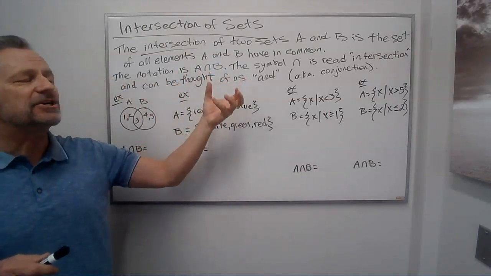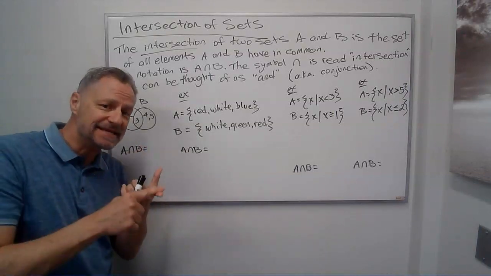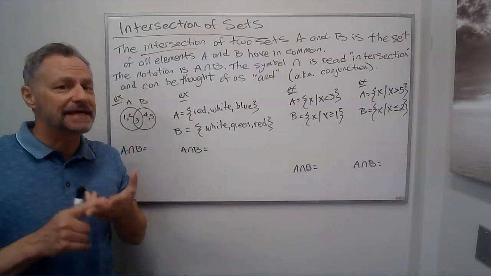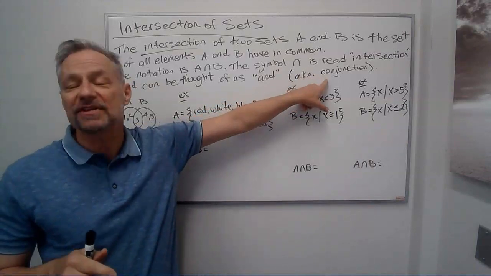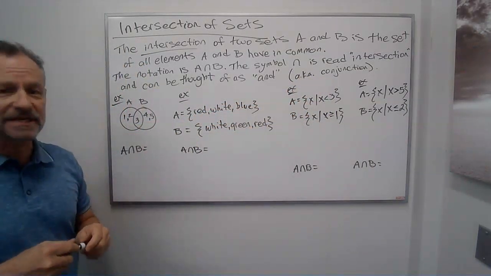Okay, so intersection means and. It's what the two sets have in common. It has to be in set A and also in set B. Sometimes they refer to this as a conjunction. Okay, well, let's look at some examples to see how it works.